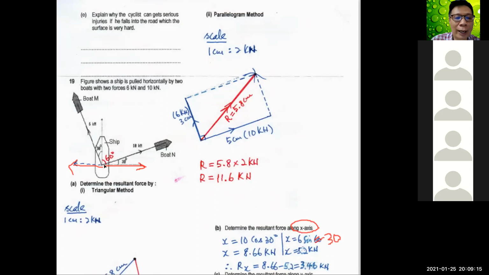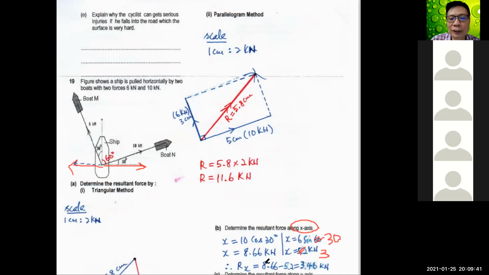Then for this one, the x-axis one is here. Since the angle 30 is here, so this one is cos, then this one is sine also. This is 6 sine 30 degree. Okay, can someone please check with the calculator? 6 sine 30, I think it's 3, correct or not? 3, change to 3. Okay, so here is 3 kilonewton.